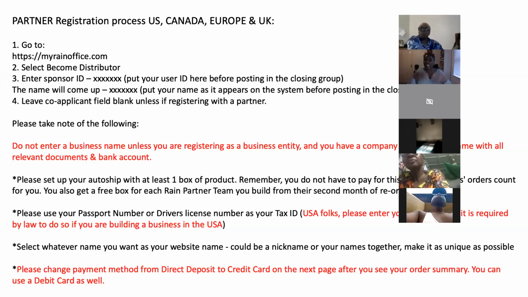Because what happens, a lot of people just come up with their business name. You see all sorts of names. Shayo Alofe Nigeria Limited, Shayo Alofe and Sons and Daughters Corporation, you see all sorts of things in the back office. You don't need to do that. It's not compulsory to put a business name, all right? So that's important. And then set up your autoship. If you are joining as a partner, you must be on autoship.